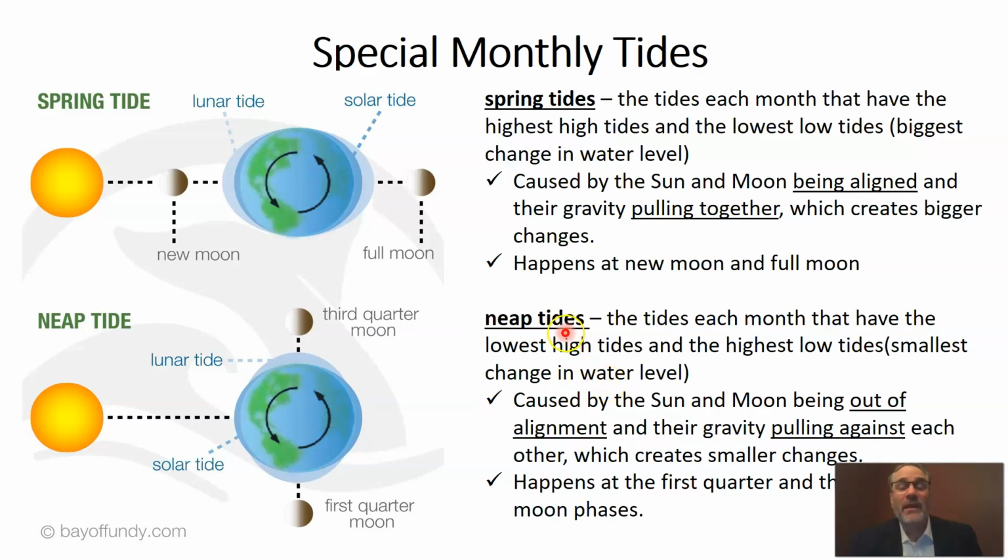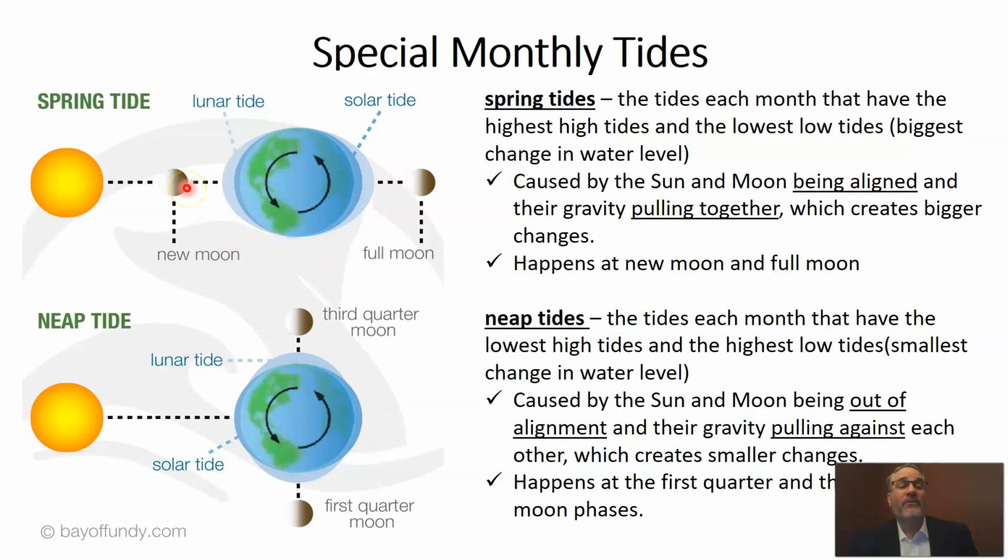We end up with neap tides, and really these are just caused by what it looks like, the moon and the sun being out of alignment. And their gravity is actually working against each other, which is going to be these smaller changes. Remember, these neap tides can only happen at first and third quarter moon phases.